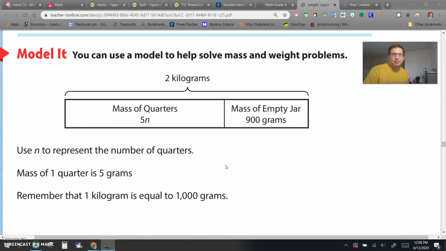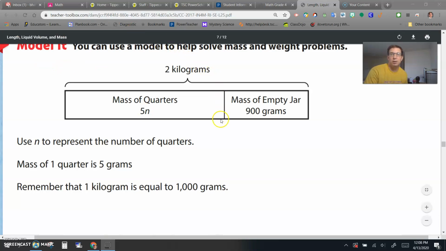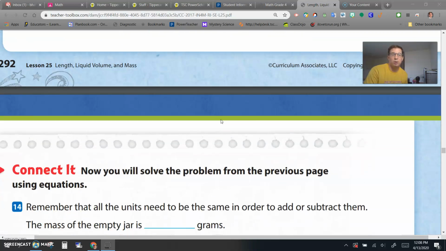So to model it, the total for our bar model, the mass is 5 times n, because 1 equals 5. So n is the number of quarters. So 5 times the number of quarters plus the 900 grams equals 2 kilograms. And we're trying to find out the total number of quarters.